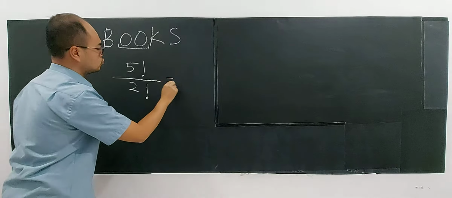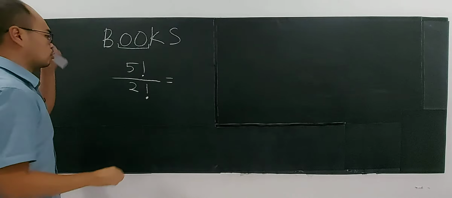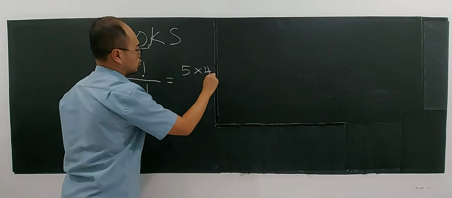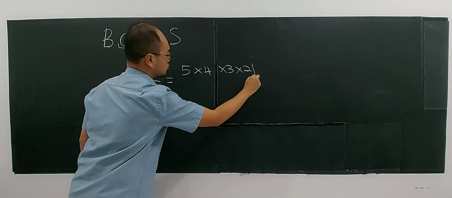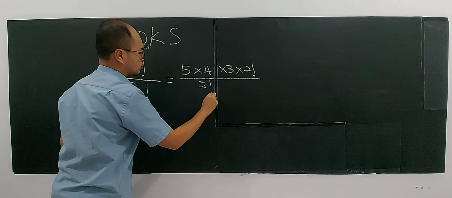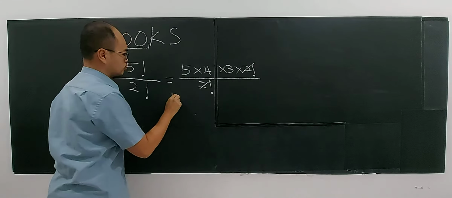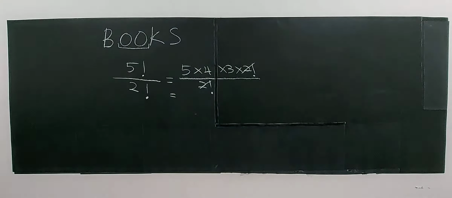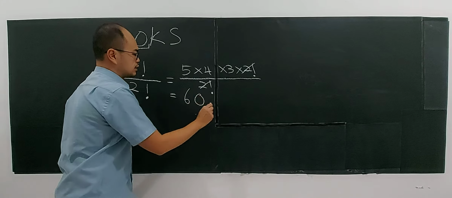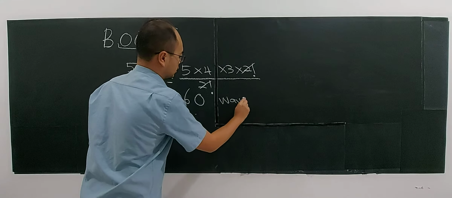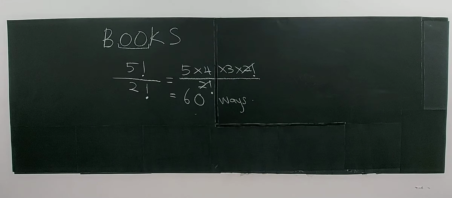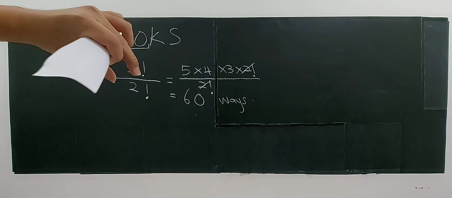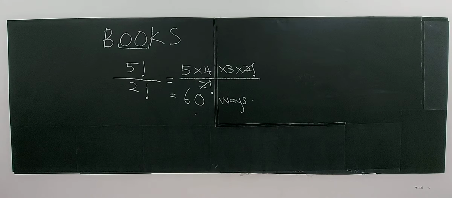So it's 5 factorial divided by 2 factorial. You can do 5 times 4 times 3 times 2 factorial divided by 2 factorial, cancel out, or just use a calculator and evaluate. 5 times 4 times 3 is 60, so you have 60 ways of arranging the letters of books. So if you have 2 identical objects, we just divide by the arrangement of those 2 objects, 2 factorial. Let's look at the next question.